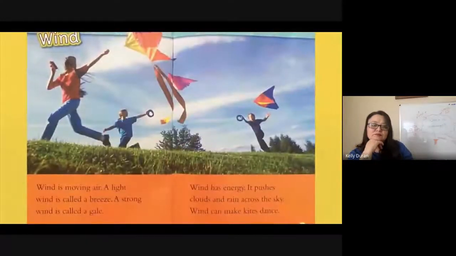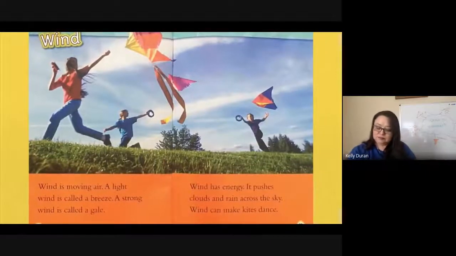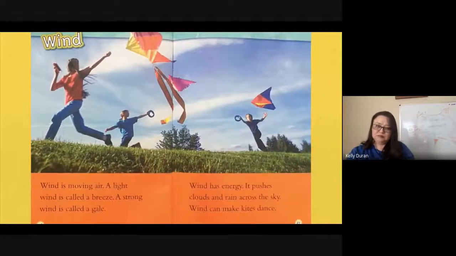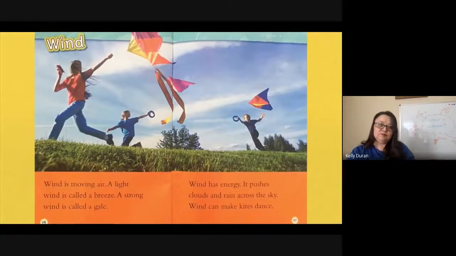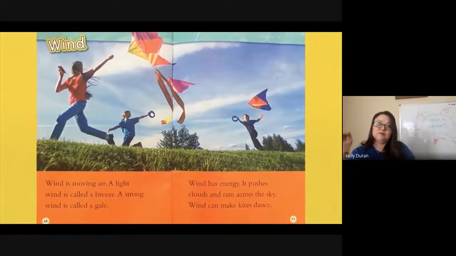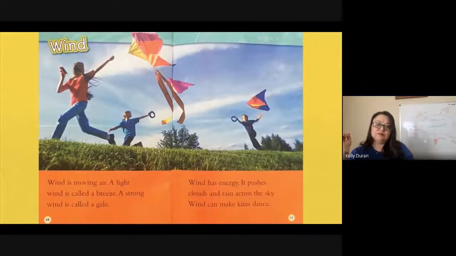Wind. Wind is moving air. A light wind is called a breeze. A strong wind is called a gale. Wind has energy. It pushes clouds and rain across the sky. Wind can make kites dance.